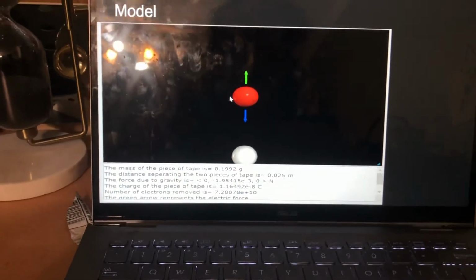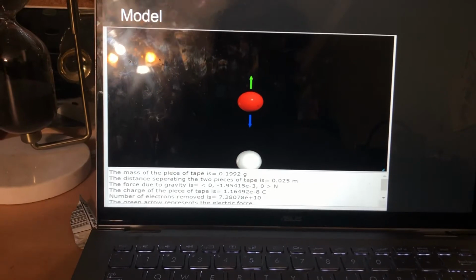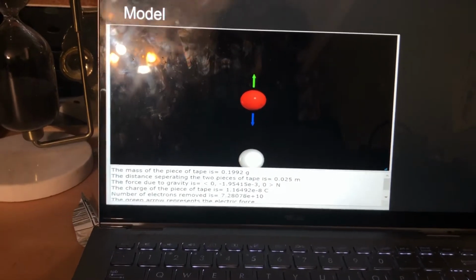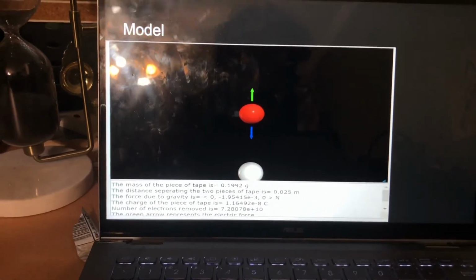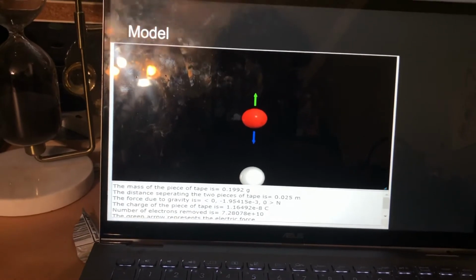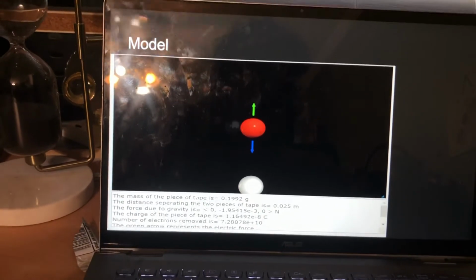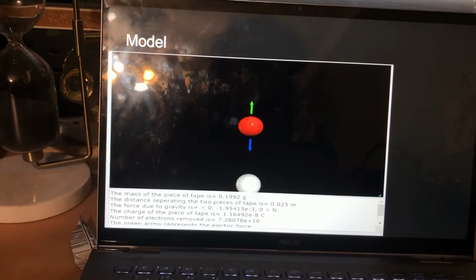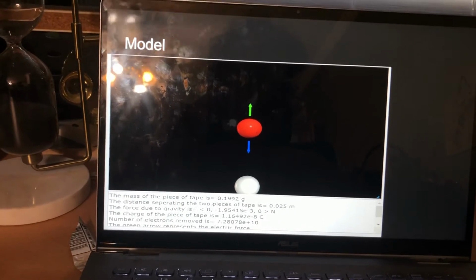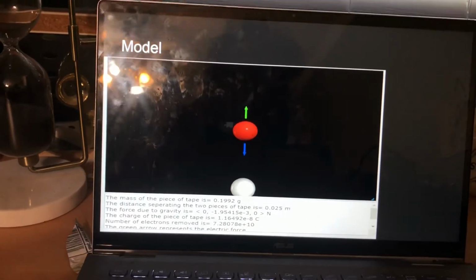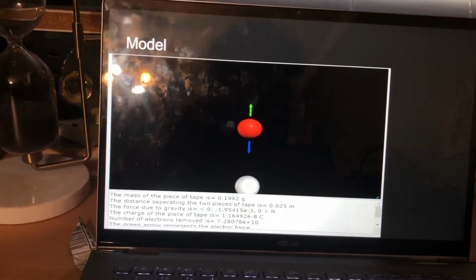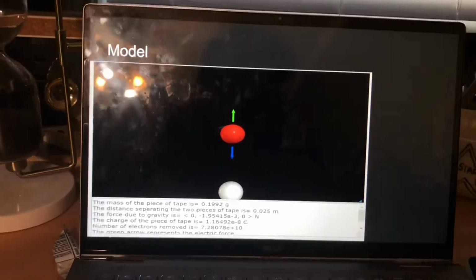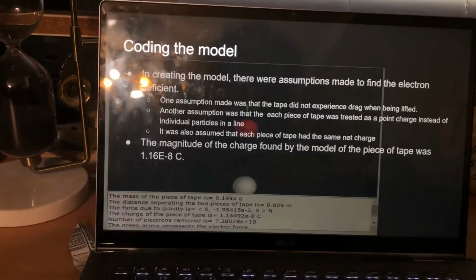Also found was that the mass of the piece of tape was 0.1992 grams. The distance separating the two pieces of tape was 0.025 meters. The force of gravity was equal to negative 1.95 times 10 to the negative 3rd newtons. The charge of the piece of tape was 1.164 times 10 to the negative 8 coulombs.